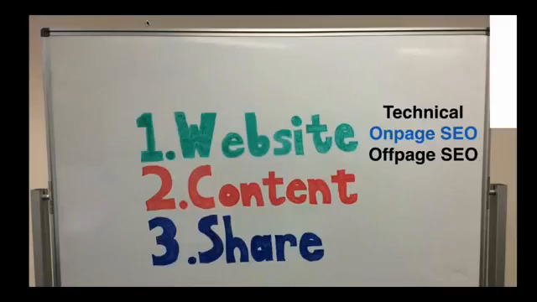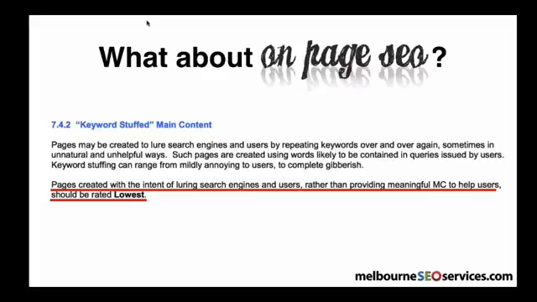Still on the topic of website, we need to make sure your on-page optimization is correct. Google talks about in that document, they say pages with the intent of luring search engine users rather than providing meaningful content should be rated the lowest. So that's basically them saying if you're keyword stuffing and you're doing something purely for the purpose of manipulating the rankings, then you want to rank them very low, and accordingly that'll make your rankings suffer.